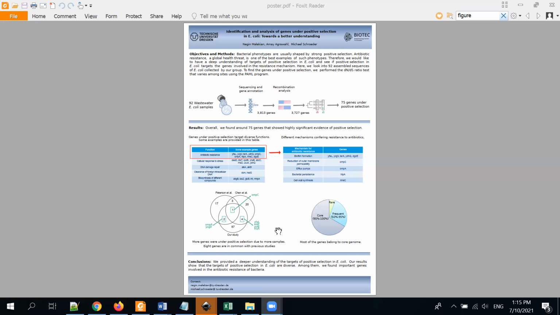So, to sum up, we provided a deep understanding of the targets of positive selection in E. coli, and our results show that the targets of positive selection in E. coli are diverse, and among them, we found important genes which are involved in the antibiotic resistance of bacteria.